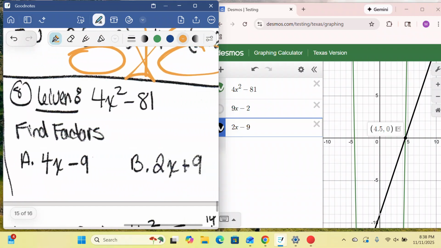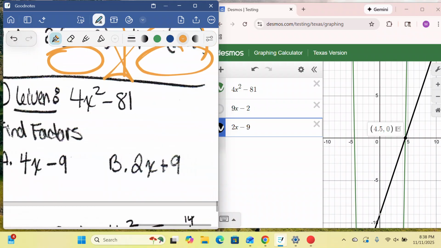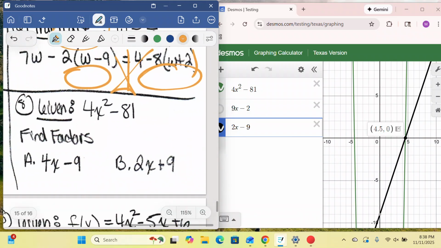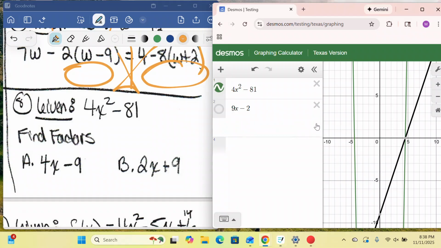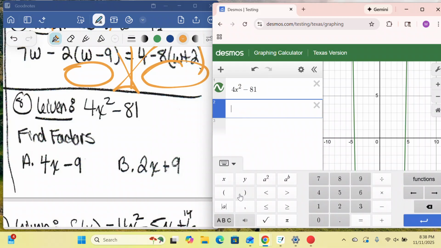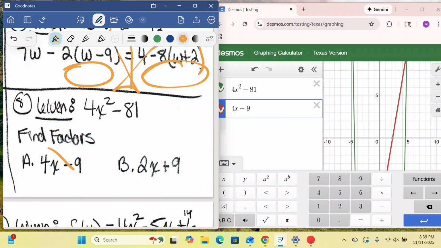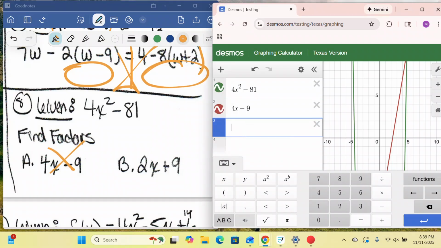Number 8, we're going to go ahead and check if those two are factors. It's the same equation, so I can go ahead and just leave the same equation there. It is my U-shape, and I got to check to see if it is a factor. I'm going to go ahead and put the first one, 4x, and you can try it out if you want to before I do the work. Minus 9. It does not go through my x-intercept, so once again, this is not a factor. I can leave it there, click it there, and then just put in my 2x, positive 9.